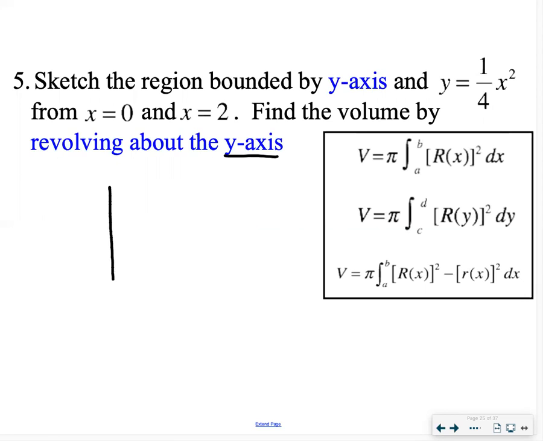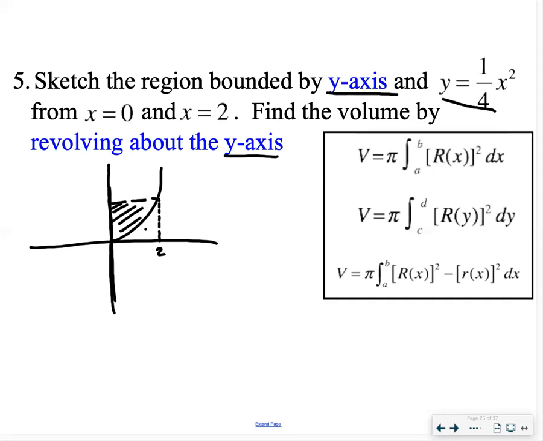Okay, I'm going to plot this while you guys are writing down. 1/4 x squared, something like this. x equals 0, x equals 2. So we're bounded by x equals 0, so that's the y-axis, and x equals 2. Okay, you have to be careful here. It says bounded by the y-axis and this function. So it's not this area right here. It's actually this area right here, because it says bounded by the y-axis, not bounded by the x-axis.